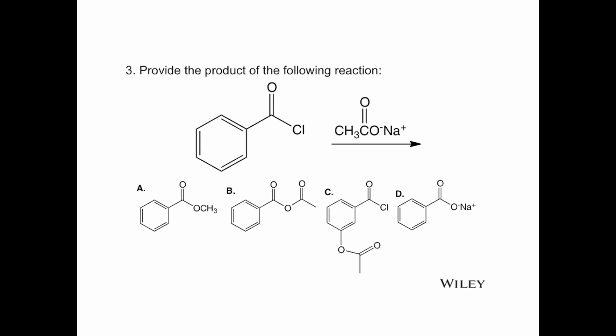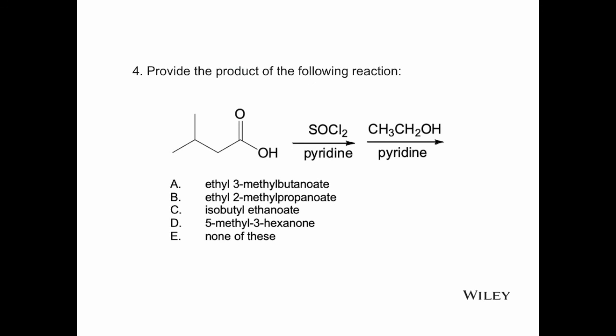Here is a reaction between an acid chloride and a carboxylate. Predict the product of this reaction. Finally, this is a two-step problem. So what is the final product of the following reaction? So this carboxylic acid will react with thionyl chloride to form something, which will then go on to react with ethanol to form something. So what is the final product here following those two steps? Put your answer in the chat.